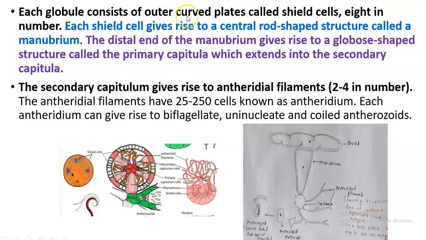Each globule consists of 3 kinds of cells. First one is the outer. You can see the outer area. Imagine this as a football. The outer curved plates are called shield cells.